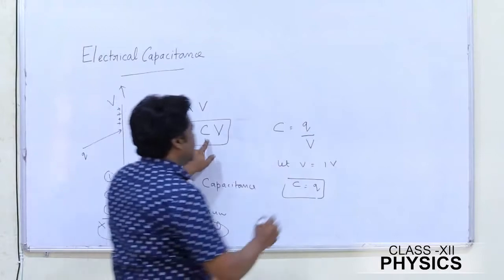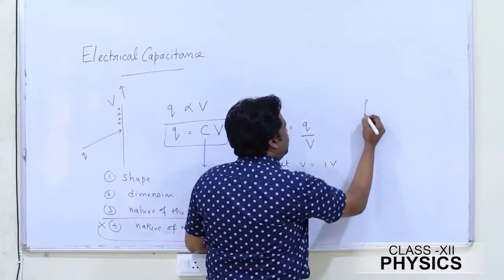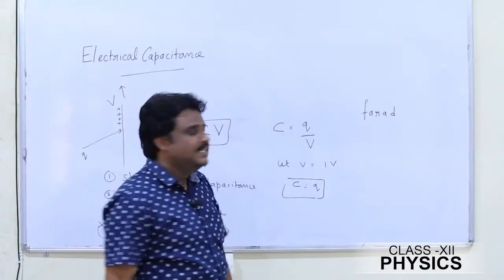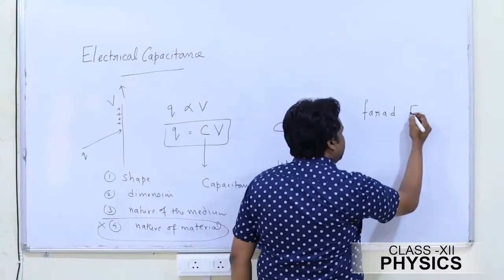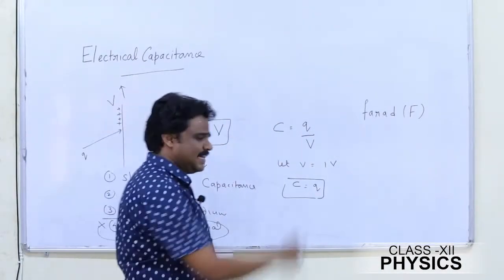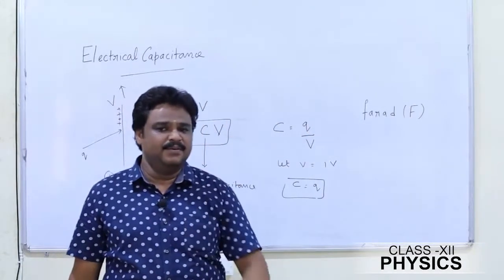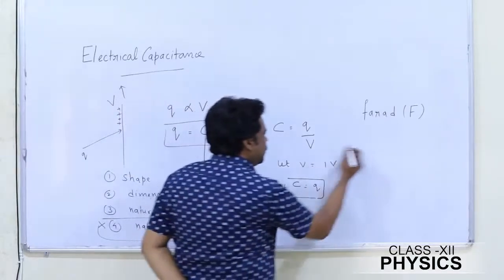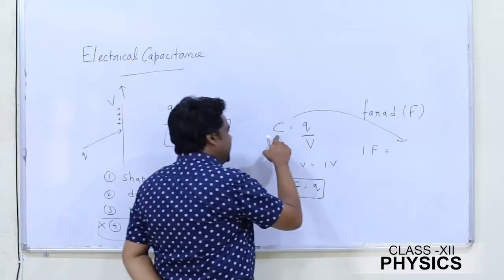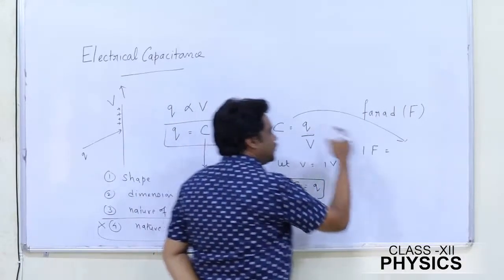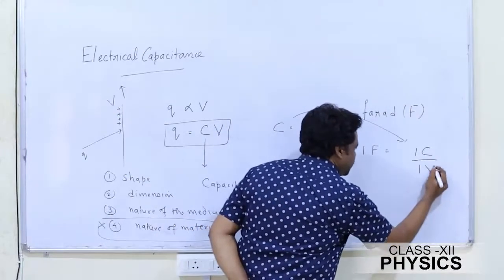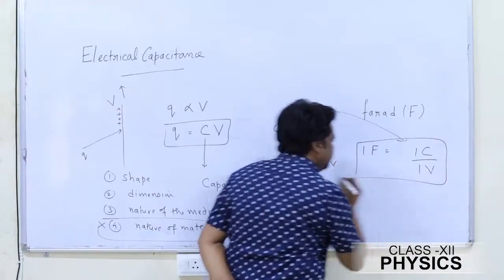Next, I am going to speak about the unit of electrical capacitance. The unit of electrical capacitance is farad, and I am going to give it the symbol capital F. Now we can define 1 farad, just like we used to define unit values. So I am going to use this formula. In place of C, I put 1 farad, in place of Q, 1 coulomb, and in place of V, 1 volt. So 1 farad can be written as 1 C by 1 V.